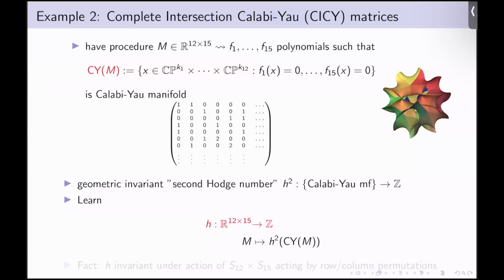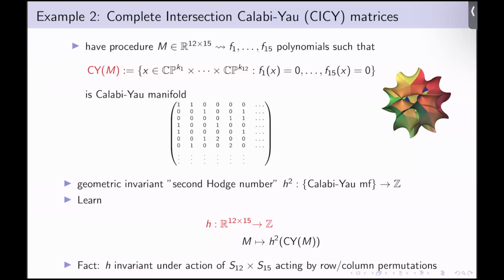And so the map that we want to learn is the map H, which takes the matrix and then turns it into a Calabi-Yau manifold and then computes the second Hodge number of it. So it's a map from R^(12 by 15) into Z for us. Now, it's a fact that H is invariant under the action of S12 times S15, where S12 acts by row permutations and S15 acts by column permutations.